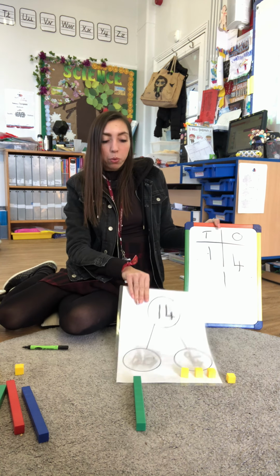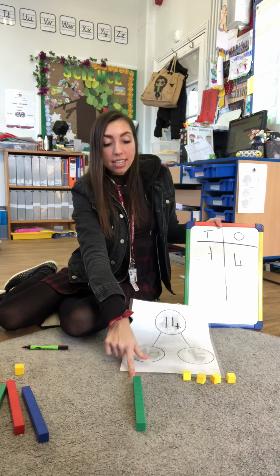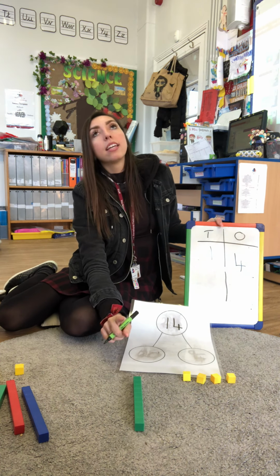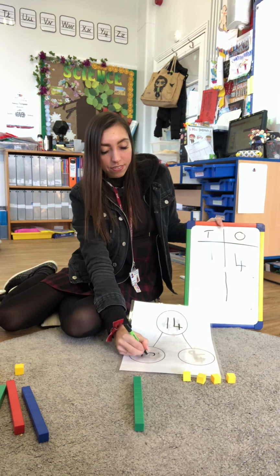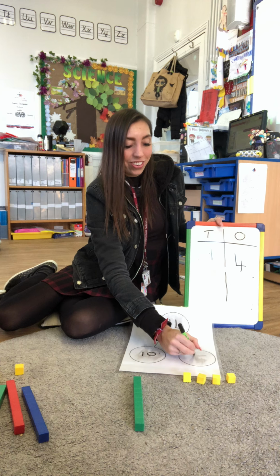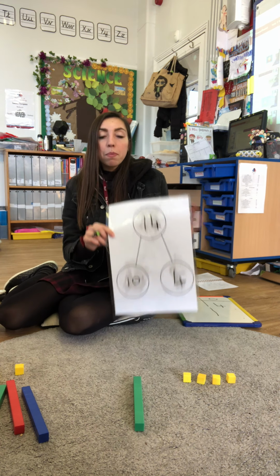So that's the number 14. In tens and ones, that is the number 14: 1 ten and 4 ones. So 1 ten, what's 1 ten? 10. And how many ones? 1, 2, 3, 4. So that is now done with the part whole model.